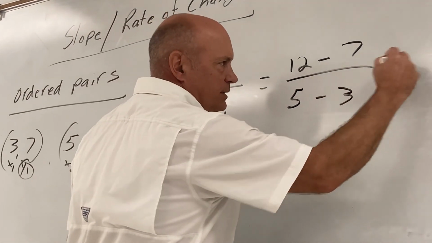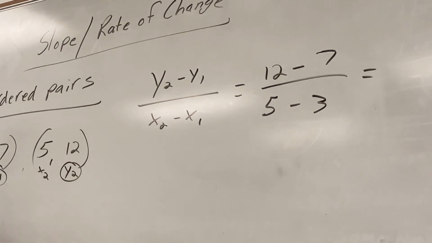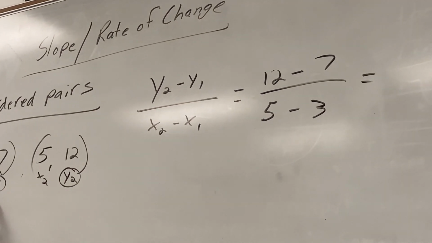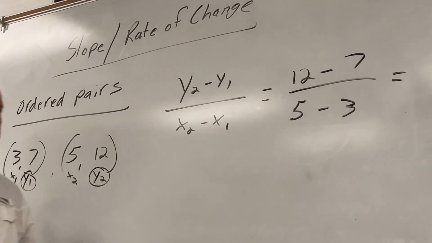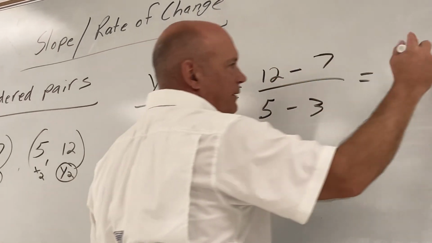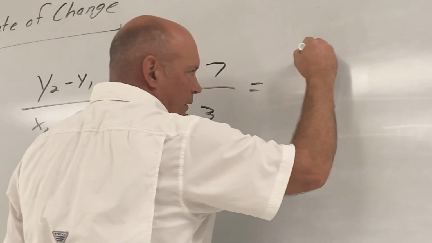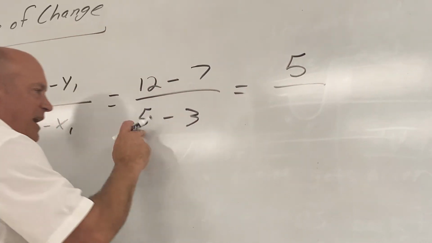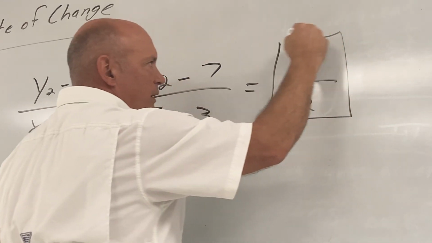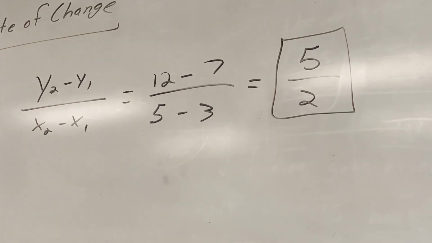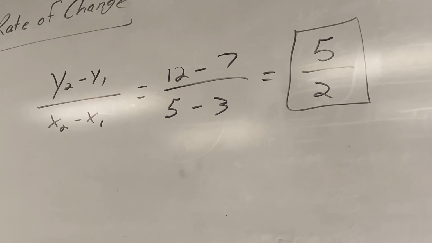Any questions so far? So we plugged in y2 minus y1, then we plugged in x2 minus x1. Now let's do some math. What's 12 minus 7? 5. What's 5 minus 3? 2. There is your correct slope for this example. 5 over 2 would be the correct slope. Questions?